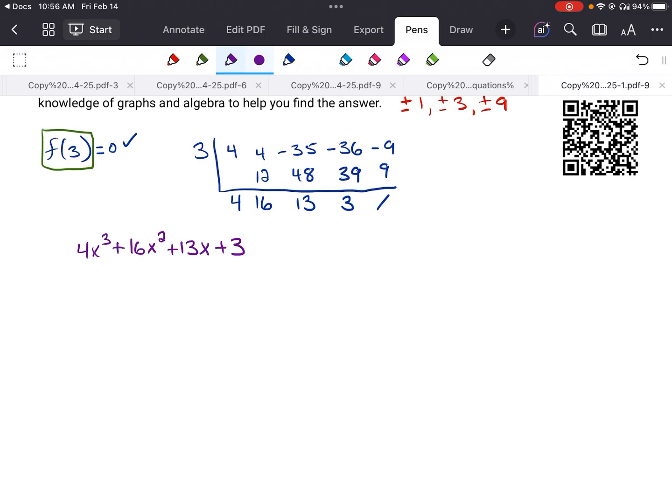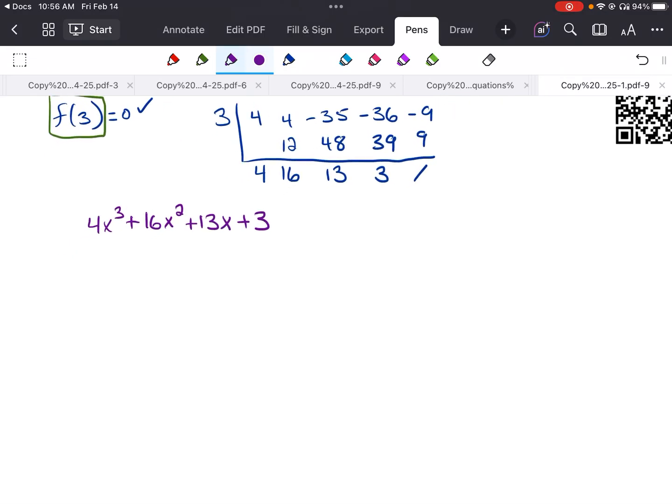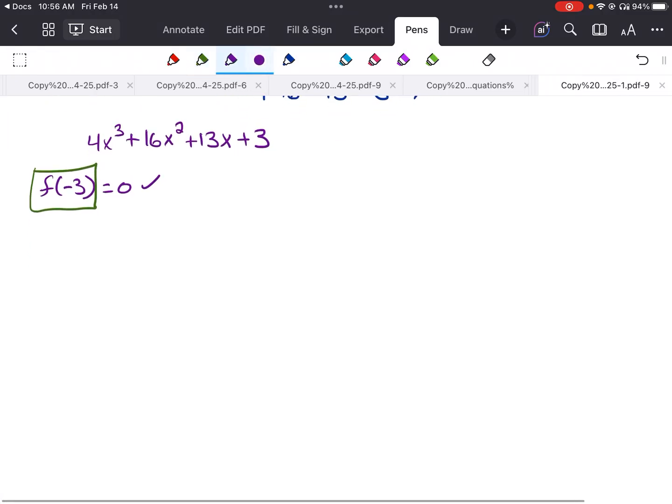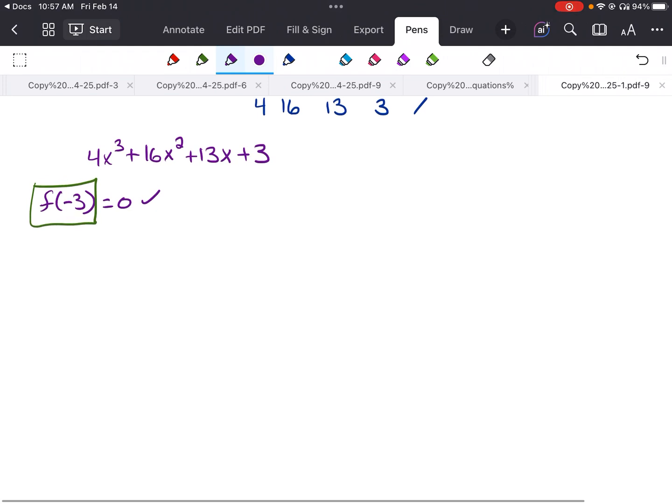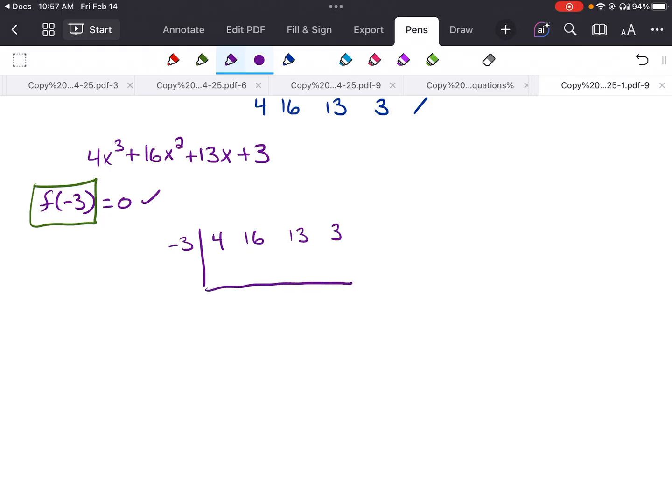Because all of these are positive, we know the next factor is not going to be positive, so let's not try 3 again. We'll go to negative 3, and negative 3 gives us an answer of 0. So we know that negative 3 will be a factor. Again, we divide. And reminder from the start of this unit, you can use long division, but for the sake of the videos, I typically use synthetic because it's quicker.